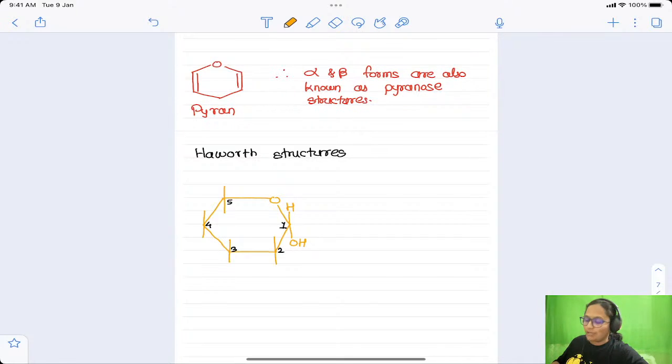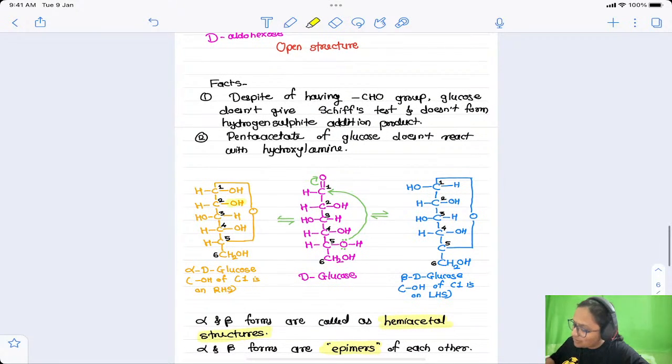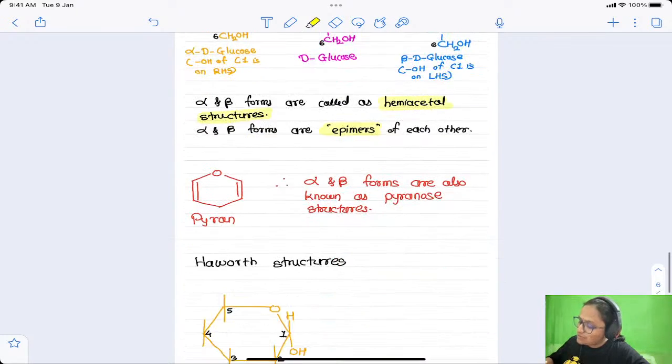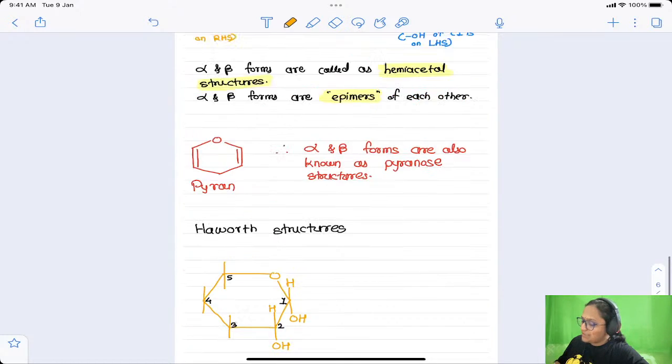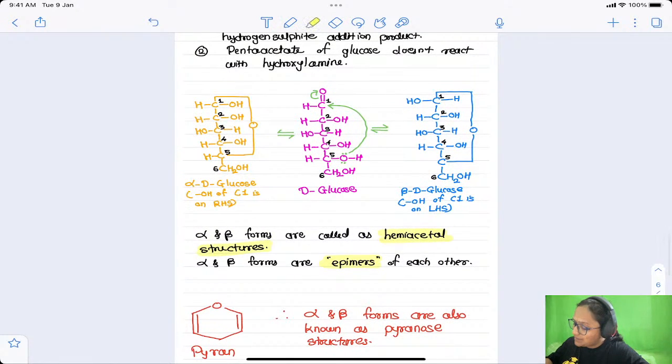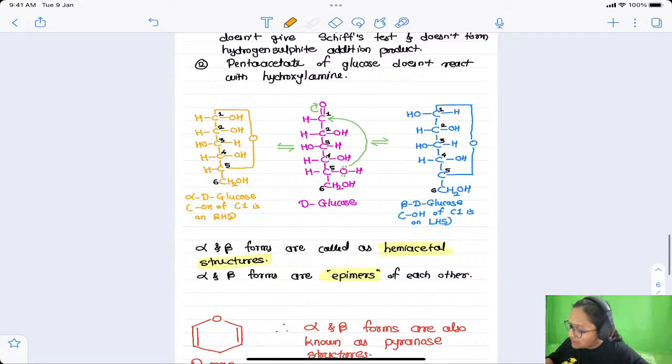For carbon number 2, can you see, this is your carbon number 2, OH is again on the right hand side. Right hand side means you are going to draw it below, right? For carbon number 2 also, and hydrogen up. Carbon number 3, observe carbon number 3, OH is on the left hand side, so left hand side means it should be up, right? So for carbon number 3, OH will go up, hydrogen will be down, right? Then for carbon number 4, observe OH is again on the right hand side, right?